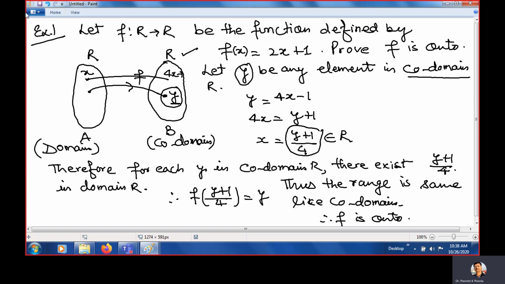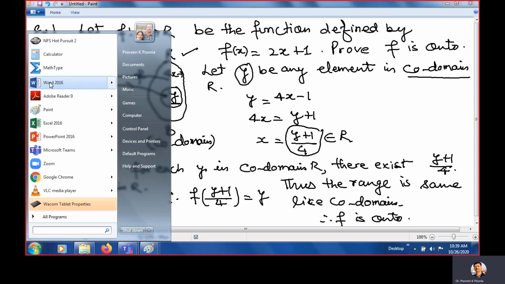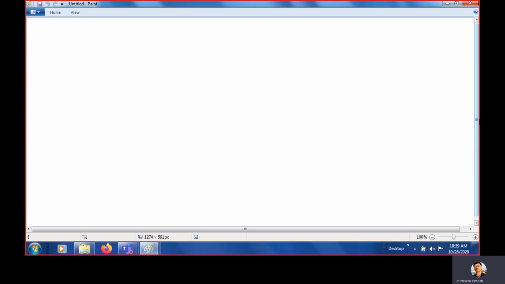One more example we will try to study so that it is more clear to you. That will be a different question from the book. Let us take some question from the exercise for onto function. It is not a difficult question. Okay, let us take the example.